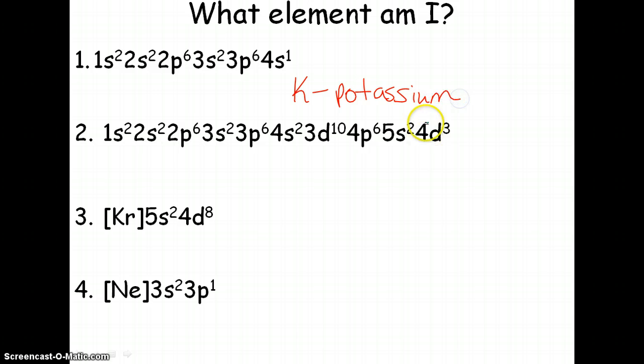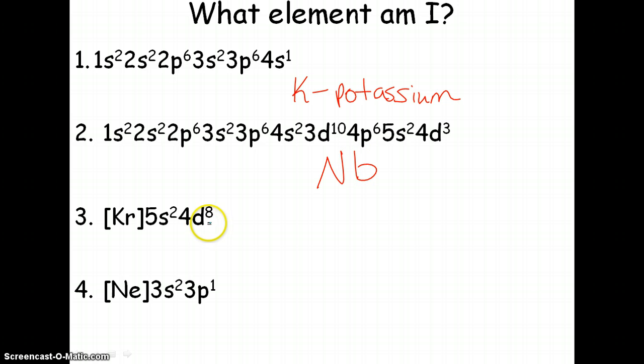Okay, the next element is 4d3, so you look on your periodic table at 4d3. Remember the d's are off by 1, so it's really the fifth row, but that's the 4d, and 4d3 is going to be the element Nb.